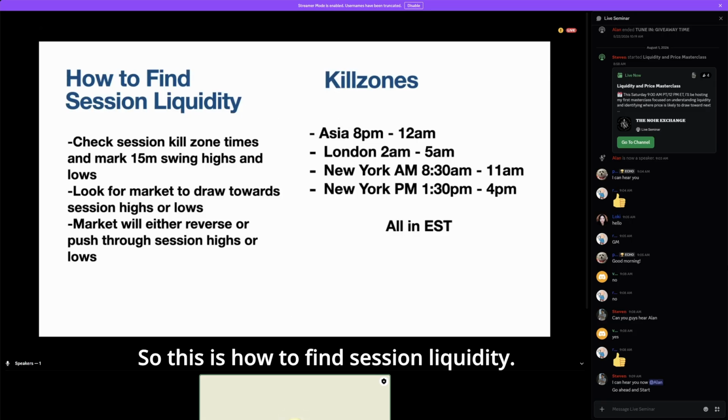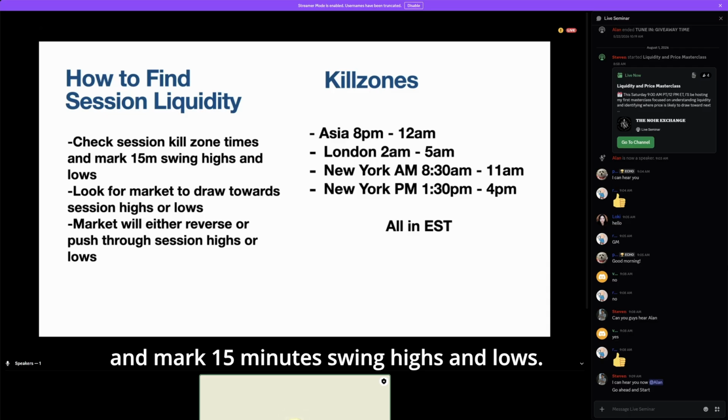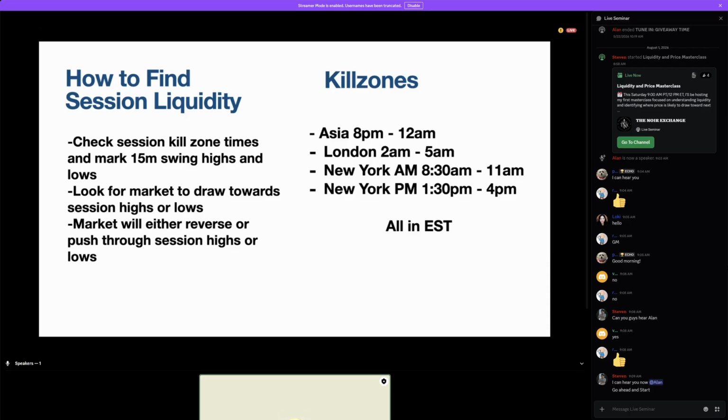So this is how to find session liquidity. To find session liquidity, you mostly want to check the session kill zone times and mark 15-minute swing highs and lows. The session kill zone times are marked out here on the right. So you just want to mark out the highs and lows of each session at those times.